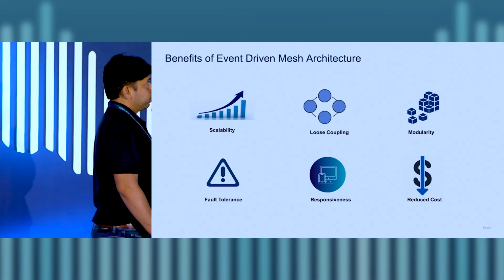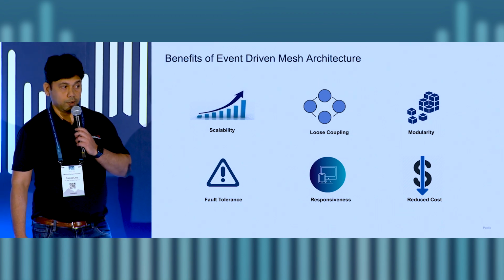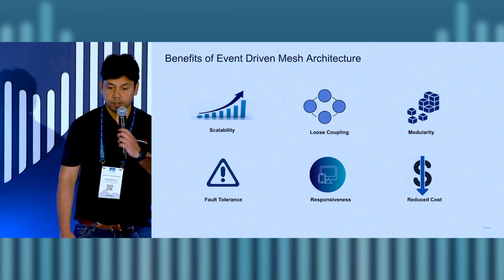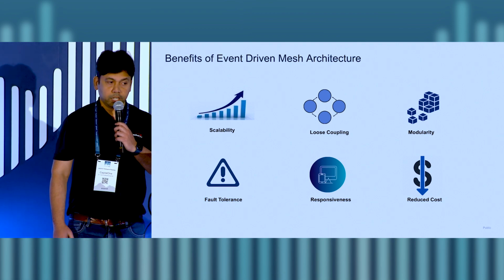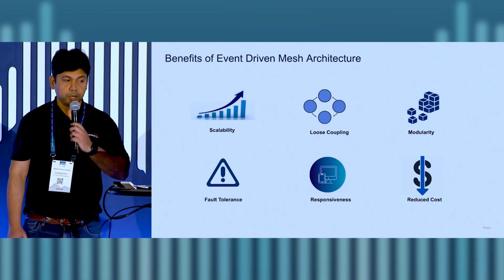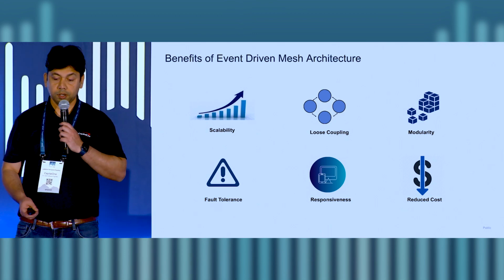What are some of the benefits that we get with event-driven mesh architecture? I think some of the things are scalability: we can scale horizontally, and each component can be independently scalable. This gets easier with varying loads and also resource allocation.